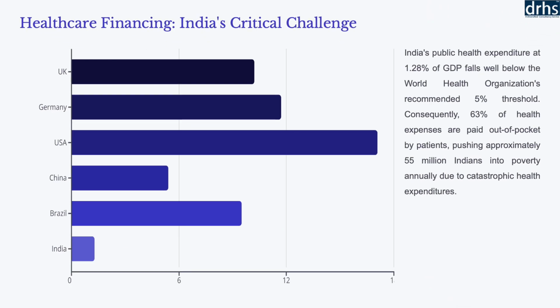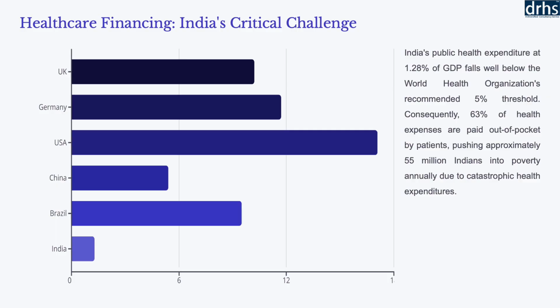Slide 10. Healthcare financing, India's critical challenge. India faces a critical challenge in healthcare financing, with its public health expenditure stagnating at a low 1.28% of GDP. This figure falls drastically below the World Health Organization's recommended benchmark of 5% and is among the lowest globally, especially when compared to other major economies.